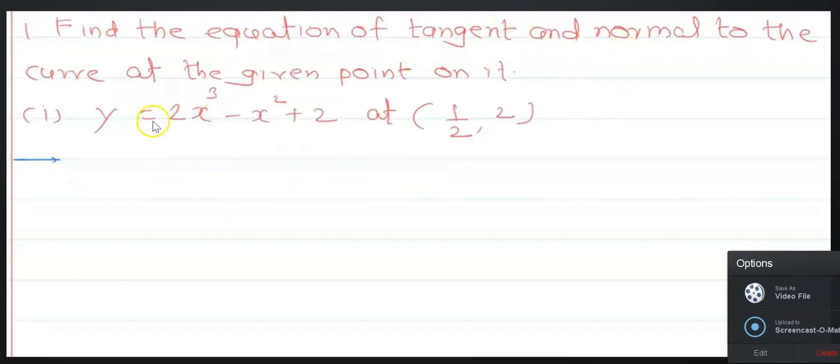First, differentiate and find dy/dx. What is dy/dx? That is 6x² − 2x. And substitute x, that is 1/2, and not necessary for the point 1. Put the value of x as 1/2, and you will get the gradient or the slope of the tangent at that point. Then apply the slope-point form, which is y minus y1 is equal to m in bracket x minus x1. Now let us find out.